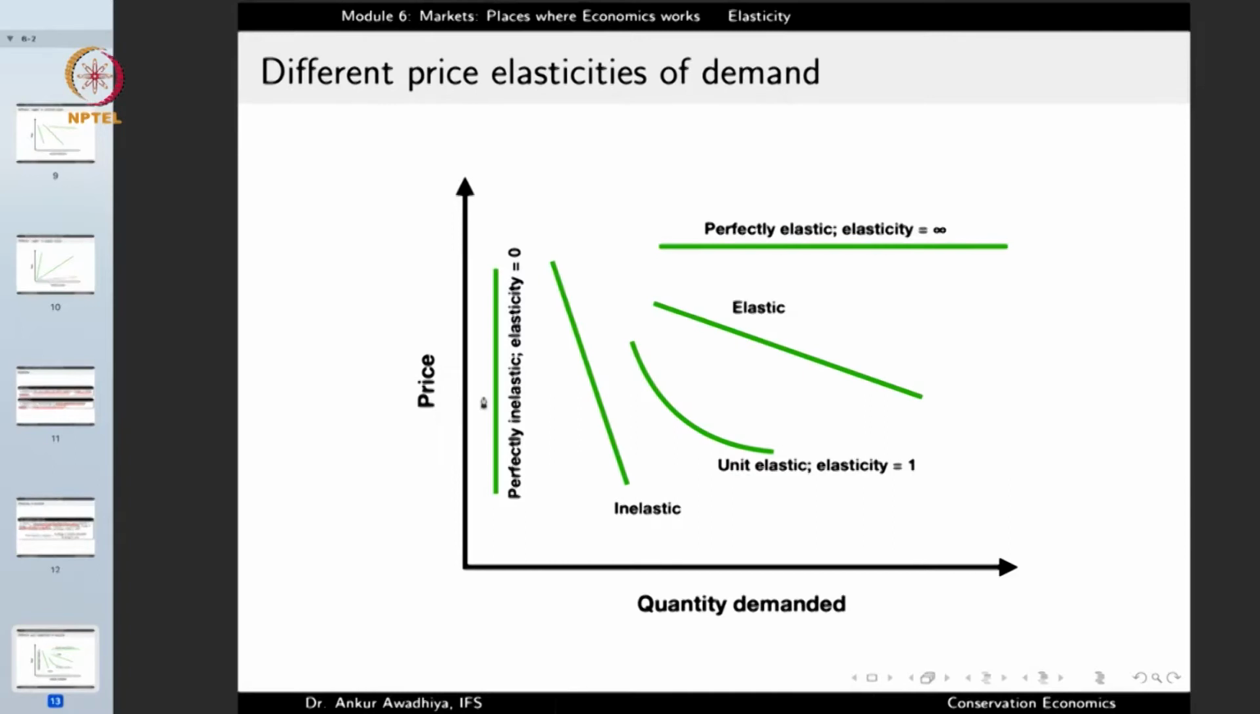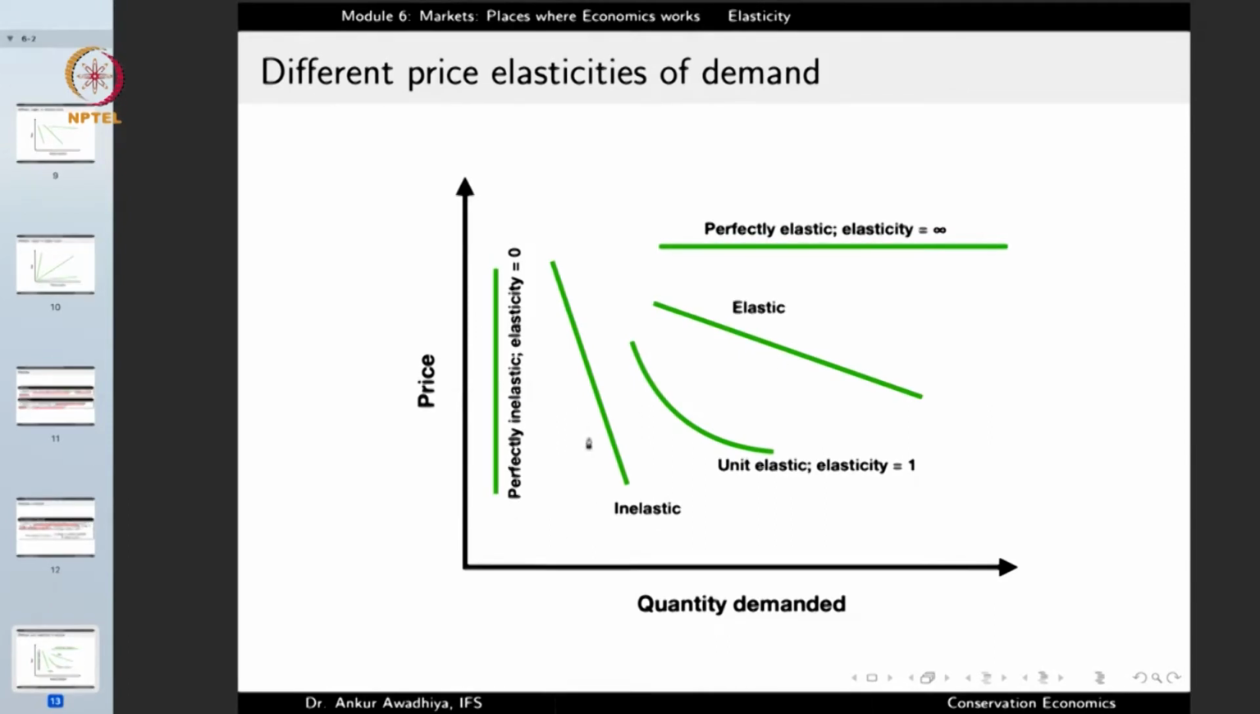Now, an easy way to remember the shapes of these curves is by remembering the word inelastic. The word inelastic begins with an I, and we can see that in the case of an inelastic demand curve, it looks like the alphabet I. So it is vertical. When you have a vertical demand curve, then it is inelastic. When you have a horizontal demand curve, then it is elastic.